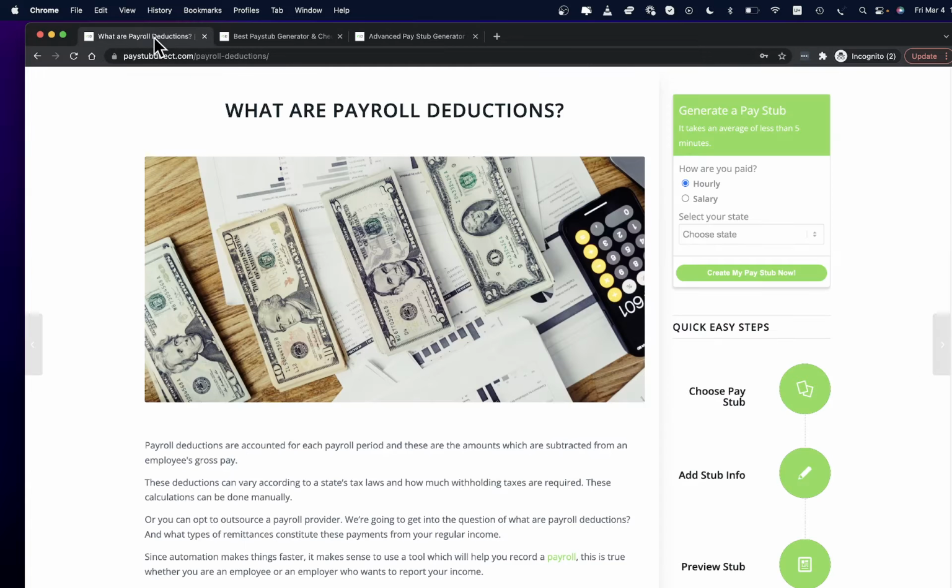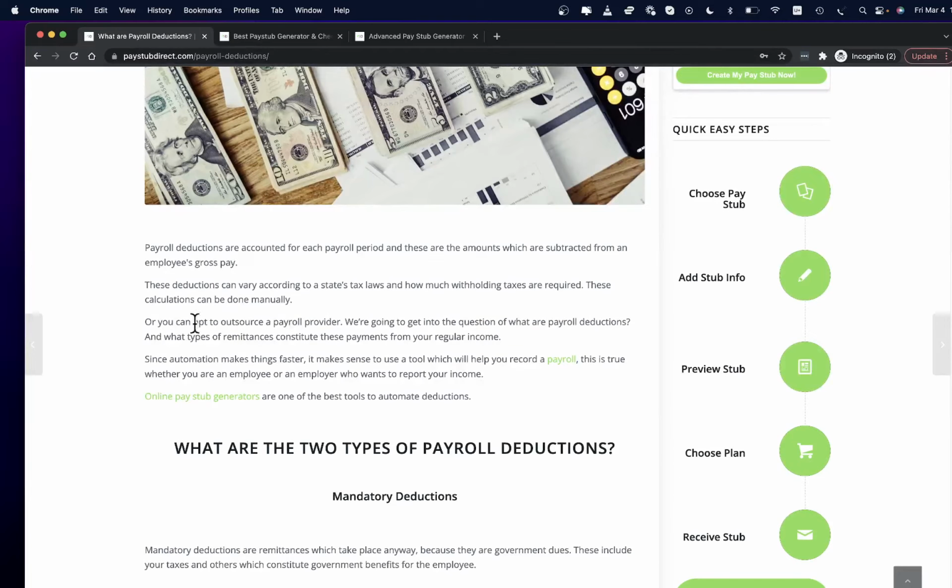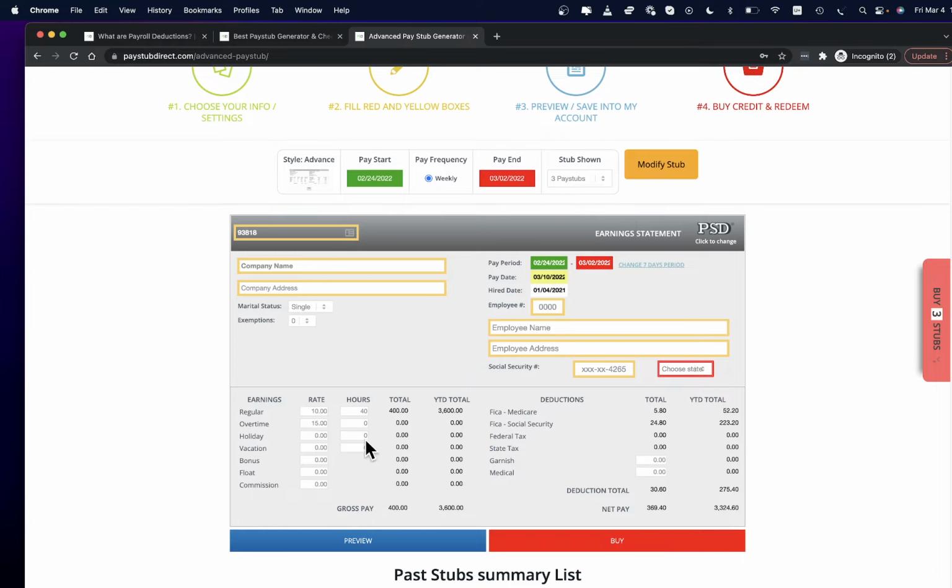Getting back to the article, payroll deductions are accounted for each payroll period, and these are amounts which are subtracted from an employee's gross pay. So you have to understand the difference between gross pay and net pay. This is your gross pay, what you're going to get paid when you figure out how much you make. Let's say $10 an hour for 40 hours. Your gross pay is $400.